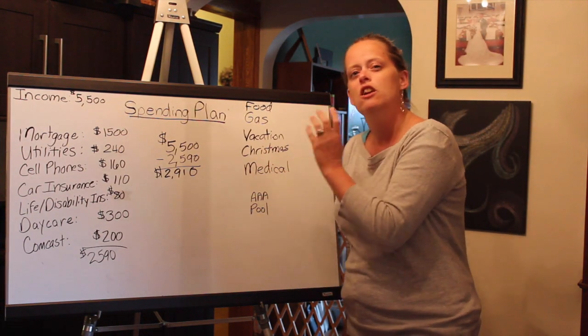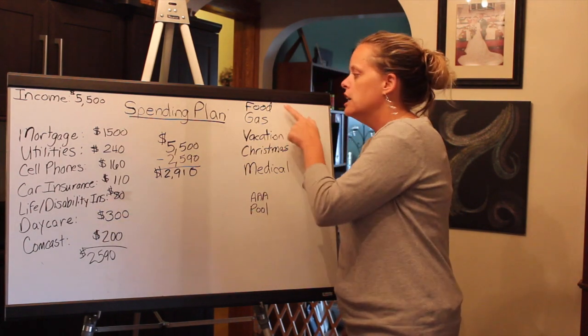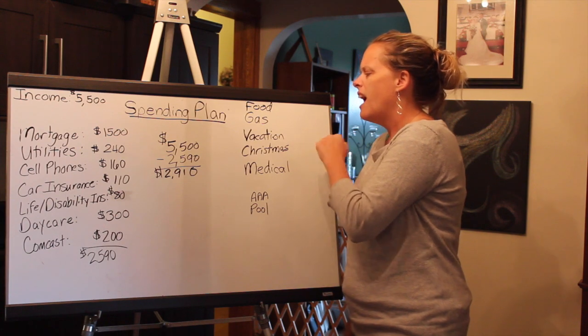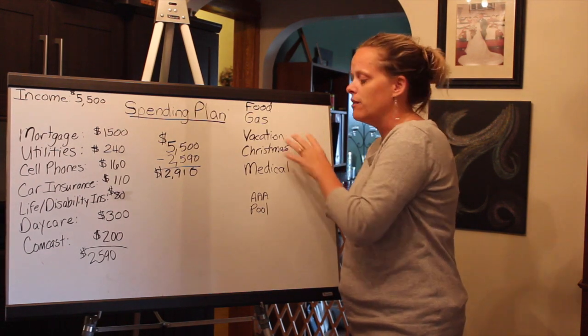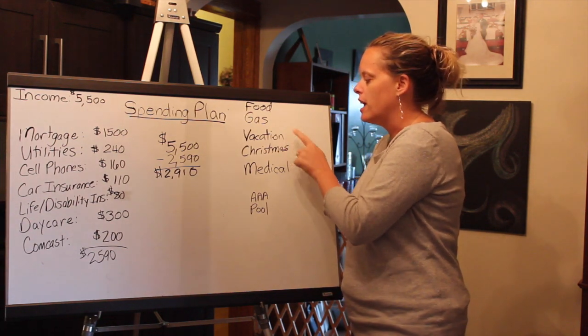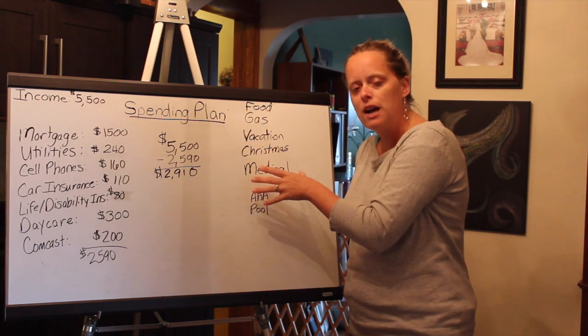So the other things that are definites, but not necessarily a set amount like a regular bill, are your food budget, your gas budget, and medical as well. These are the definite things you have to have, and then there are extra things like vacation, Christmas. These are things that maybe fluctuate in price every year.